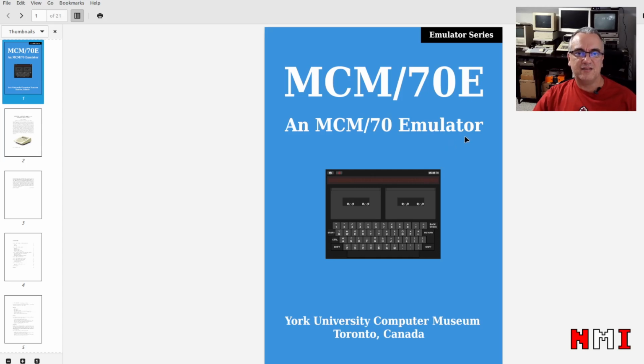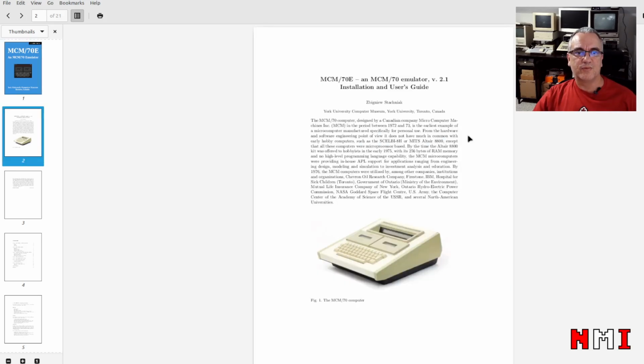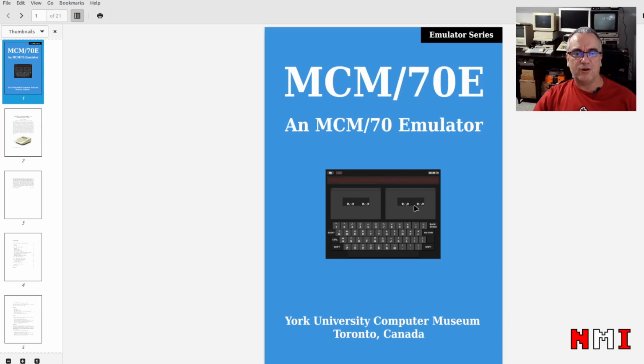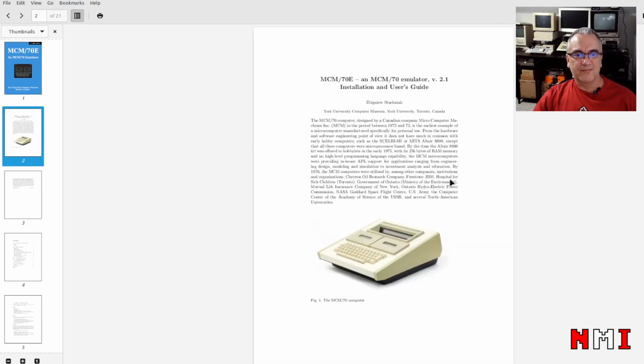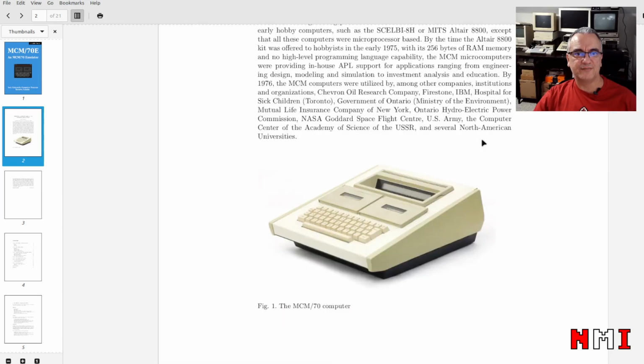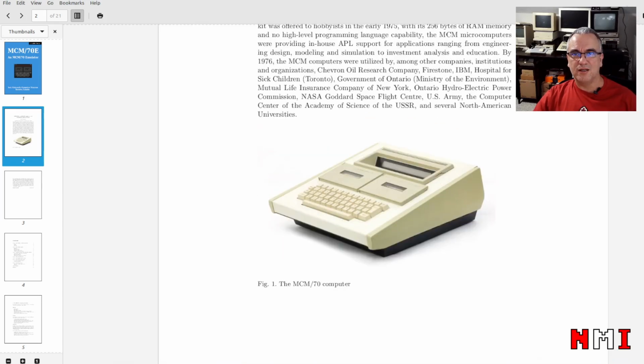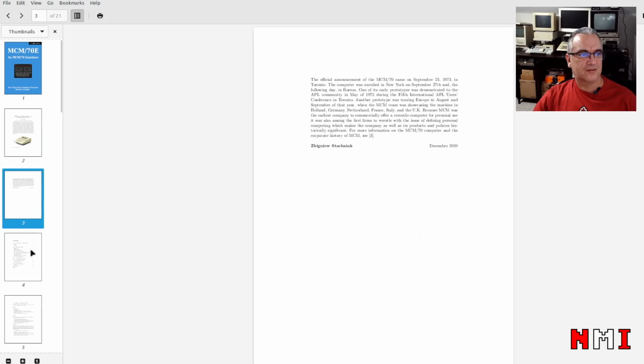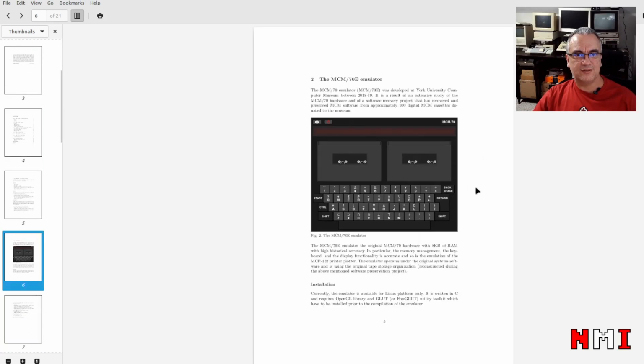MCM70E, it's the emulator manual. So this is how the emulator looks. This is obviously the original machine, right? So the emulator even emulates the operation of the cassette tapes and everything.